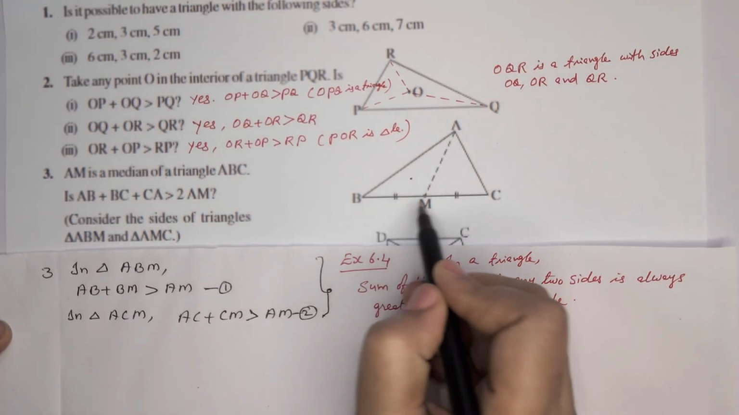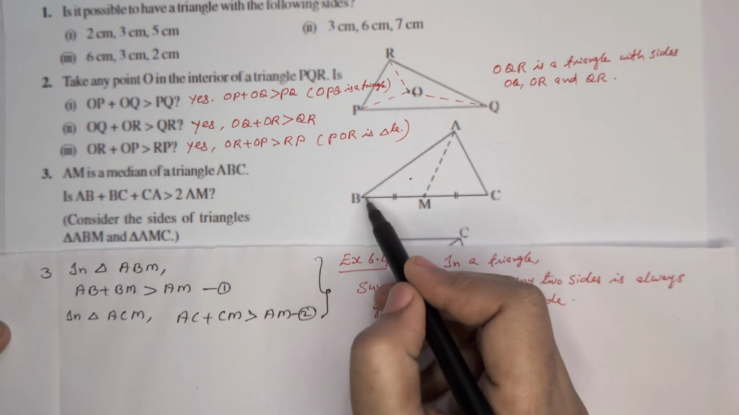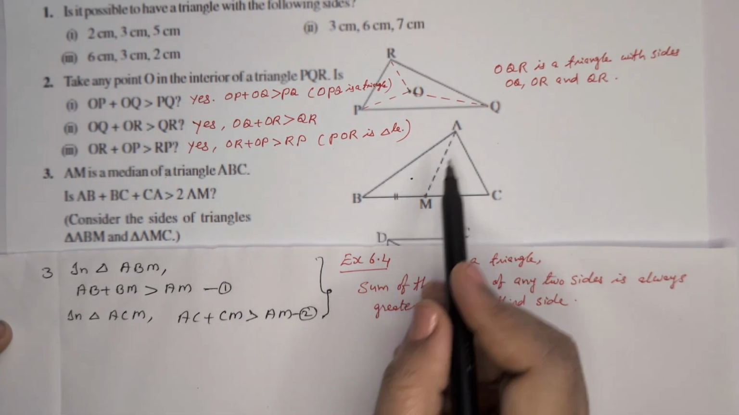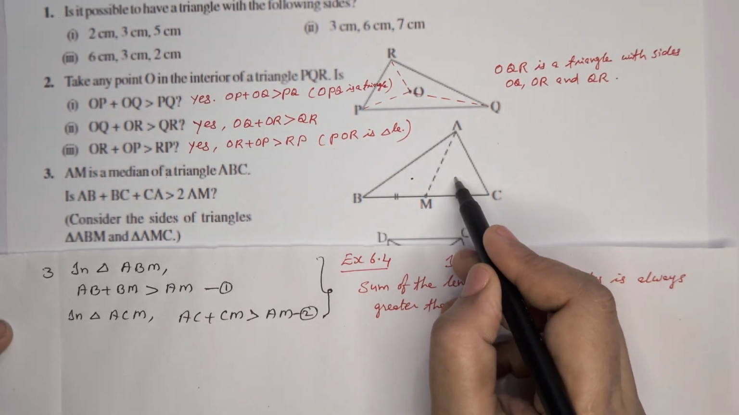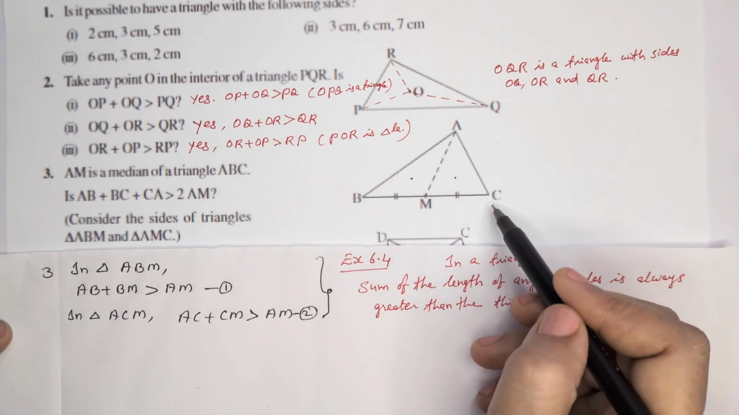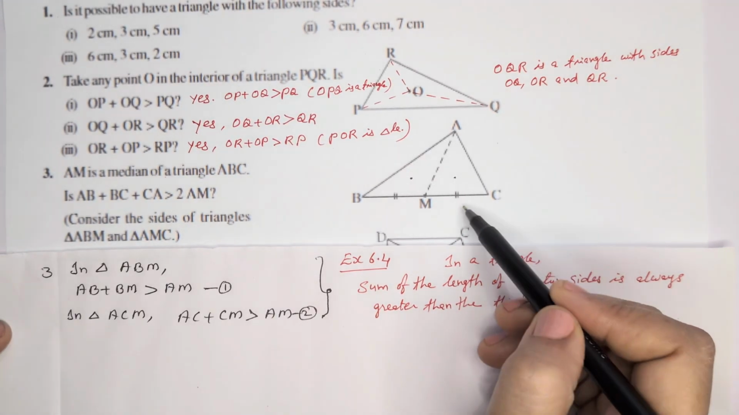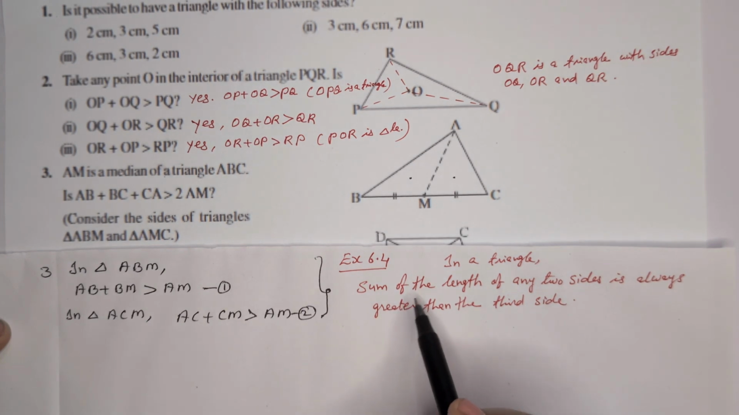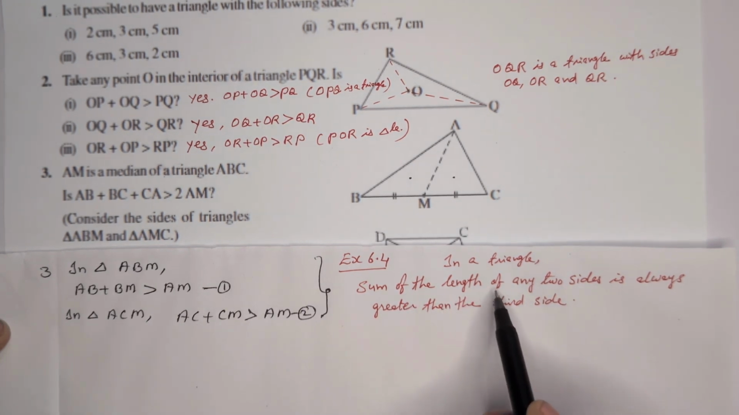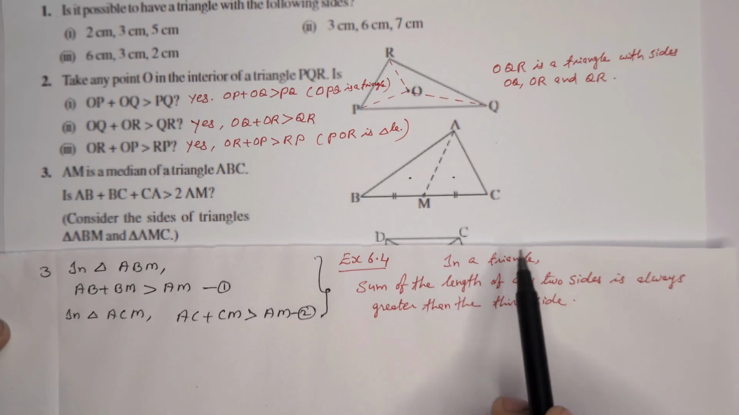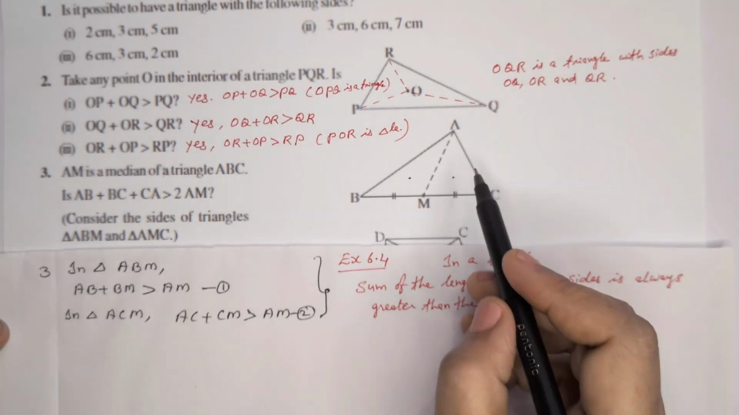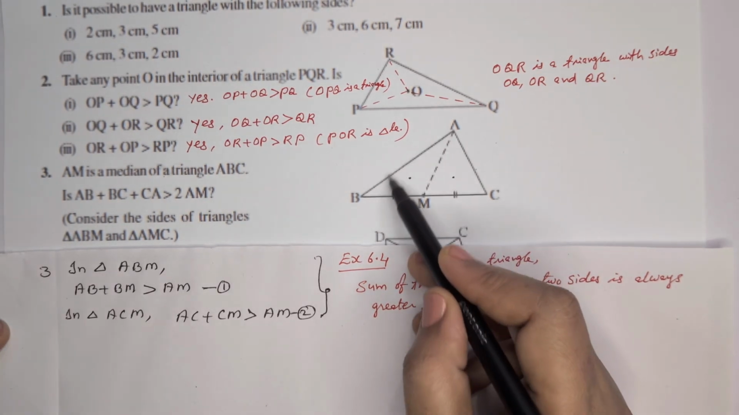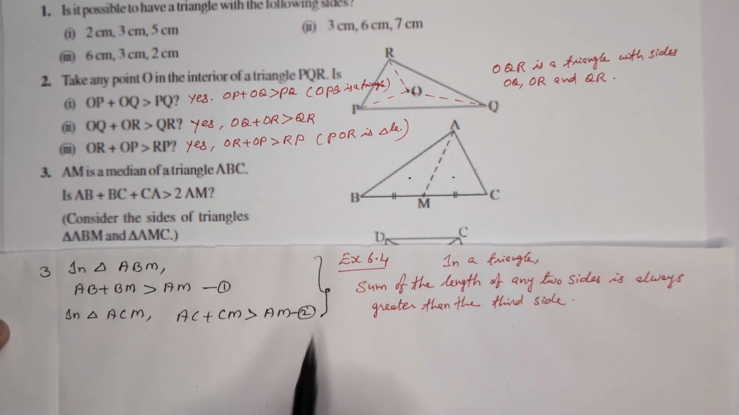Triangle ABM. Here we can write AB plus BM is greater than AM. In the second triangle here, triangle ACM, we can write AC plus CM is greater than AM. According to the rule, in a triangle, the sum of the lengths of any two sides is always greater than the third side. So we are getting two inequalities.